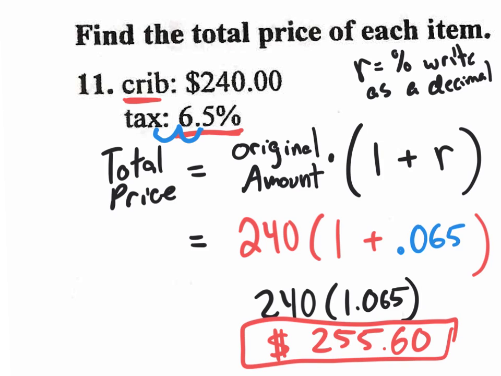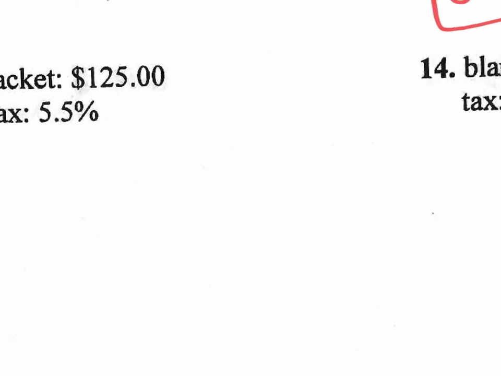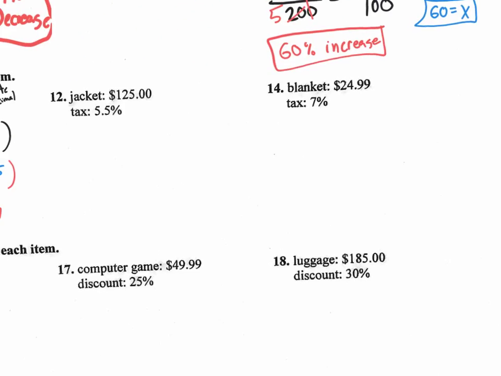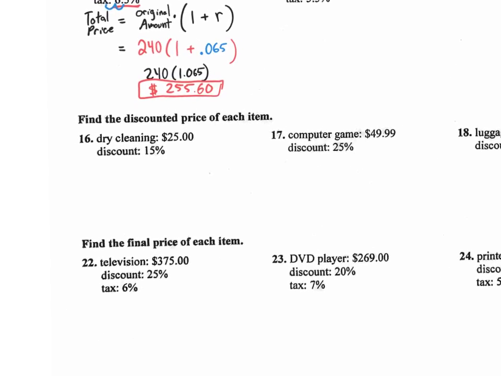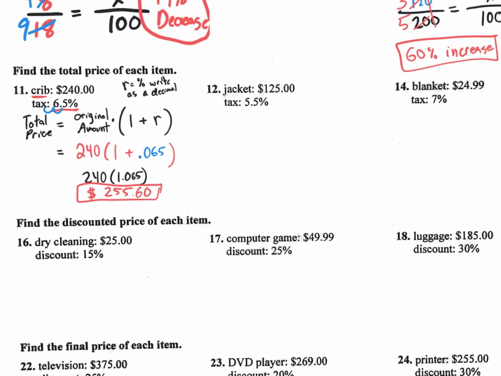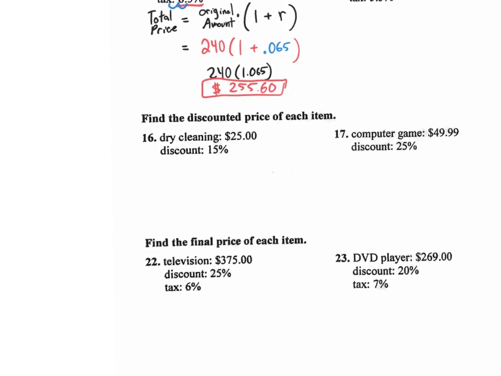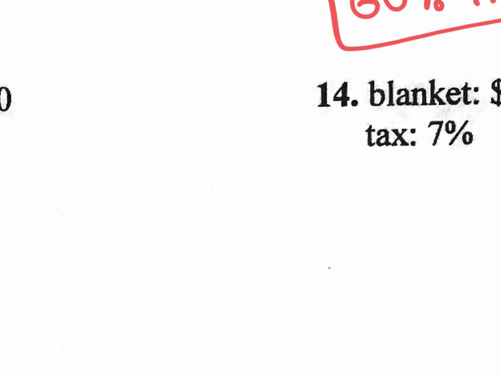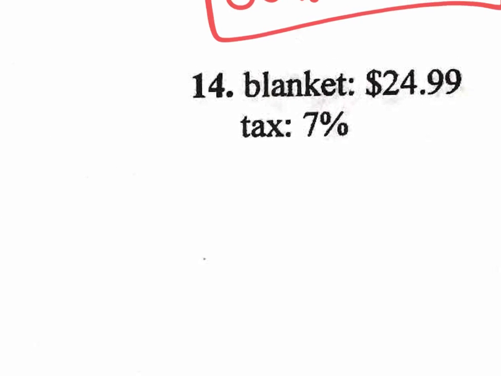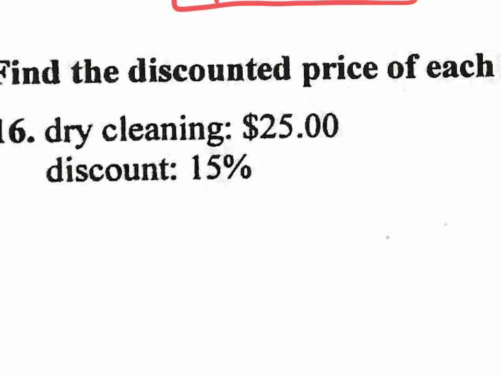Let's try another. Let's jump to number 13. There is no 13. Okay. Let's jump to number 13, 14, 16. So we did an increase in price. All these are increased, right? Taxes are going to make that jacket go up higher. Blanket makes the price go up higher with the taxes. Right here we have decrease, right?